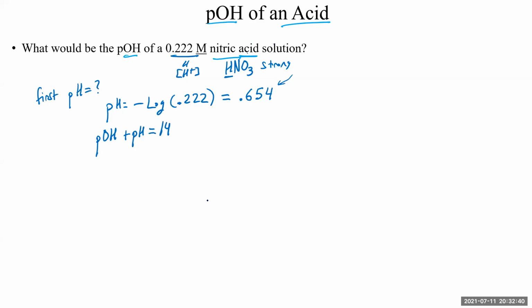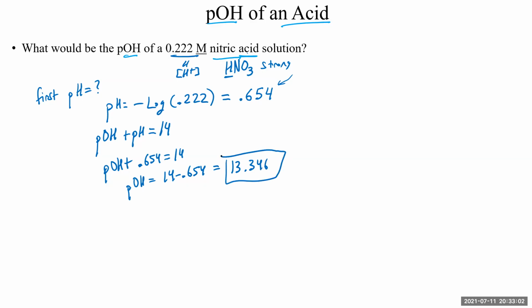Okay, well, if the sum of them equals 14, that means pOH plus 0.654 equals 14. So pOH, therefore, must equal what? Well, just subtract 0.654 from both sides. And so we get 13.346. I am definitely going to do this subtraction on my calculator because I do not trust myself. 13.346, yes, indeed, thank goodness. Okay, and that's our answer. So we calculated the pH, then we converted pH to pOH by using this very easy formula. We know that the sum of pH and pOH is always going to be the same number, 14.